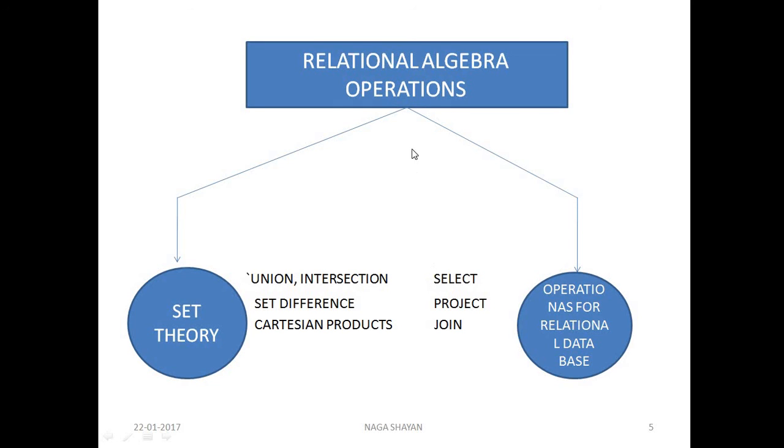The relational algebra operations can be broadly divided into two types. One is set theory operations and the other is operations for relational database. The set theory operations include union, intersection, set difference, and Cartesian product. The operations for relational database include select, project and join. In further videos we are going to see these concepts in depth. I have given many examples for each and every operation. Let us discuss them there.